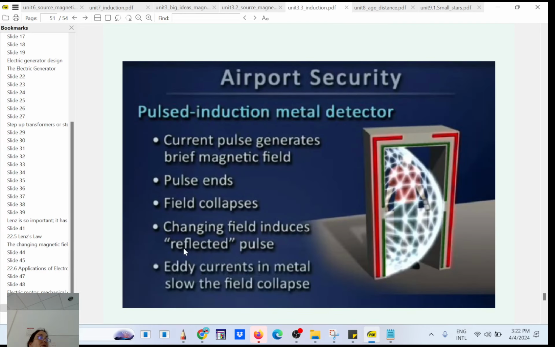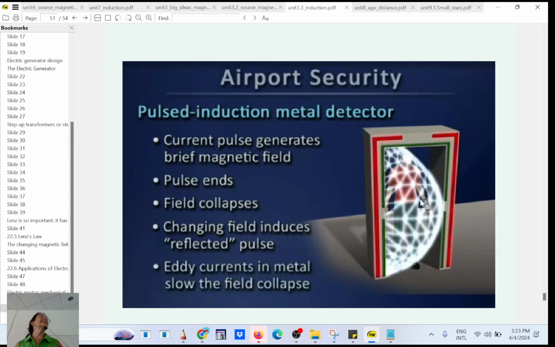Okay, here is also a very interesting application of Lenz's law. So when you go through those gates, okay, they're going to generate a magnetic pulse. So that means the magnetic field increases and then decreases. So it's going to expand and collapse.